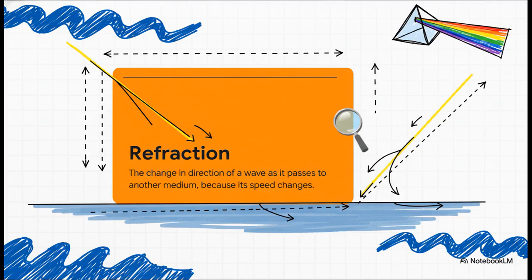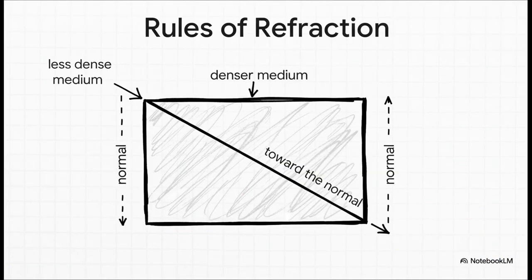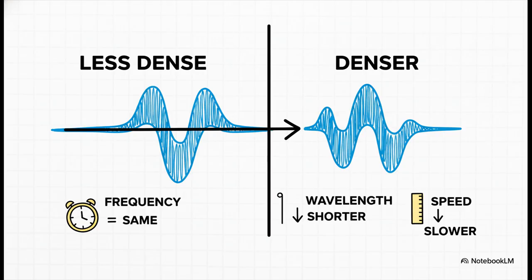The wave changes speed when it enters a new material. For instance, light travels slower in water than it does in air, and it's that change in speed that forces it to change direction. And lucky for us, there are two simple rules to predict which way it's going to bend. When a wave enters a denser material, like light going from air into glass, it slows down and bends towards that imaginary normal line. And when it leaves and goes back into a less dense material, it speeds up and bends away from the normal.